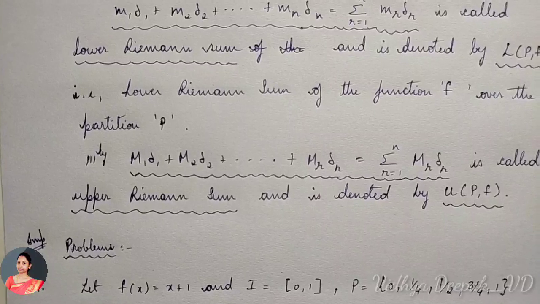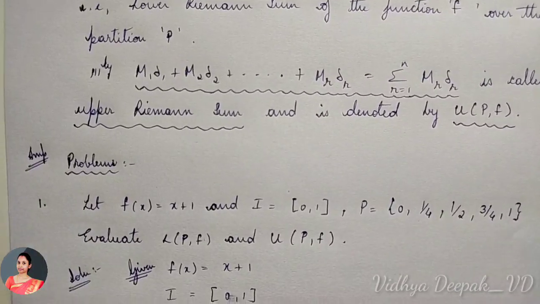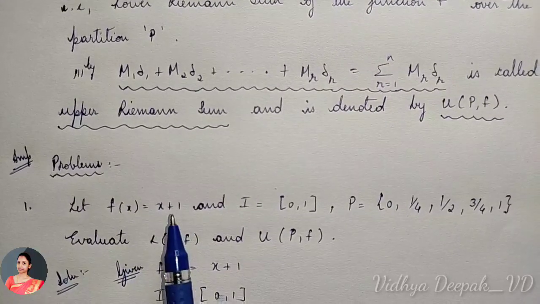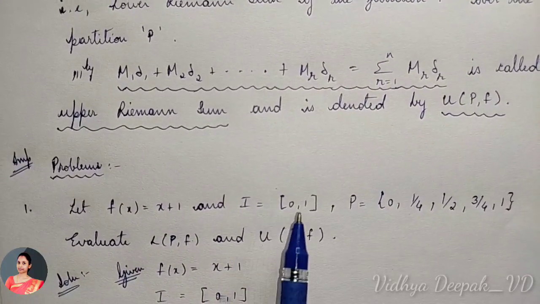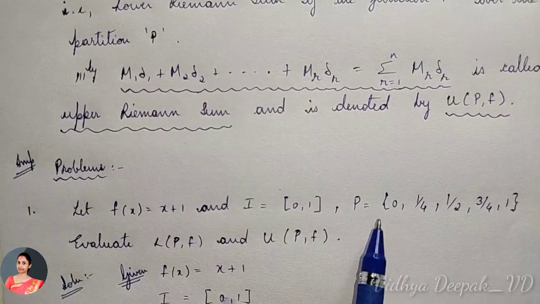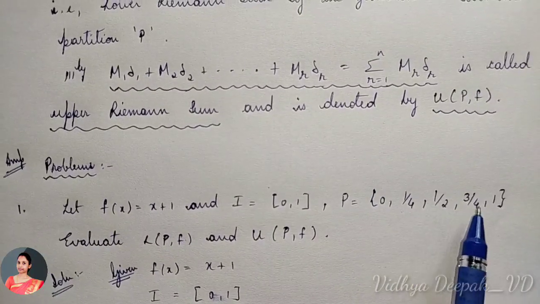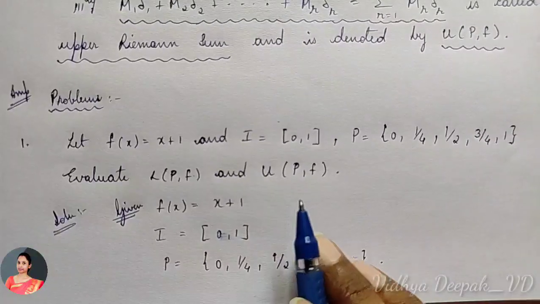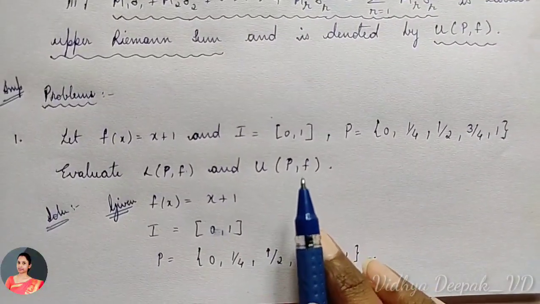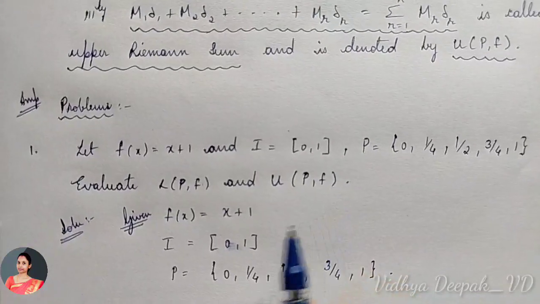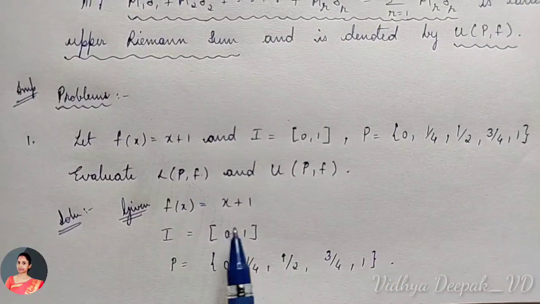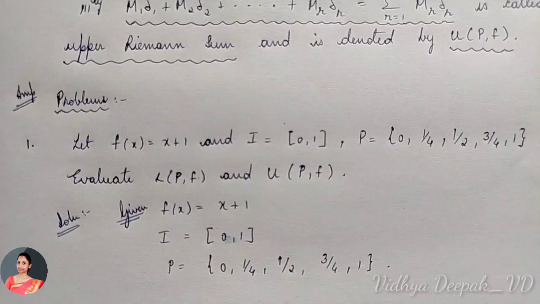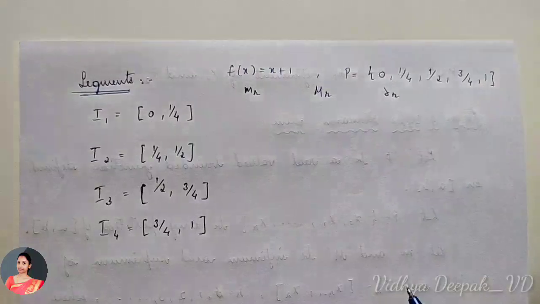So let's get into the first problem. Let f of x is equal to x plus 1, that is, a function given as x plus 1, and the interval is the closed interval [0, 1], and the partition is 0, 1/4, 1/2, 3/4 and 1. So we have to evaluate the lower Riemann sum L of P comma f and the upper Riemann sum U of P comma f. We will write what is given in the question: the function is given, the interval is given, and also the partition is given. So let's find the lower Riemann sum now.